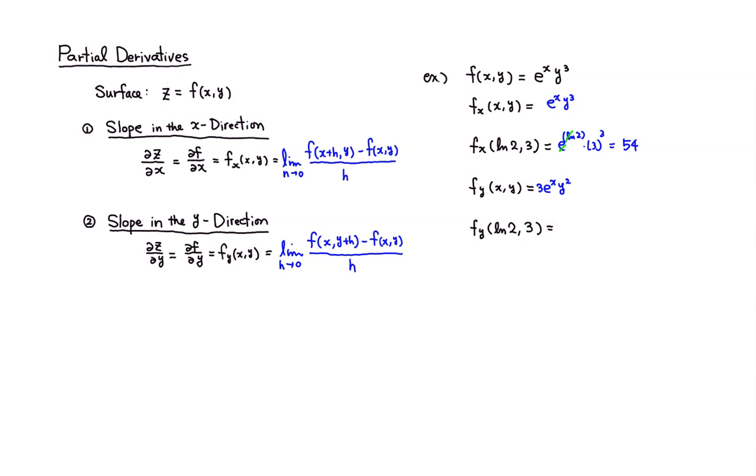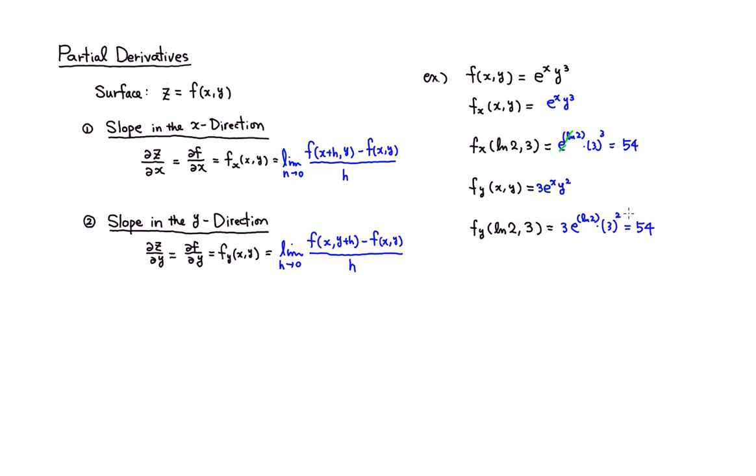If you plug in x equals natural log 2, y equals 3, you get 3 times e to the natural log of 2, multiplied by 3 squared. This is going to be 54 again, because 3 squared is 9, 9 times 3 is 27, and then multiply by 2. So it's going to be 54 again.